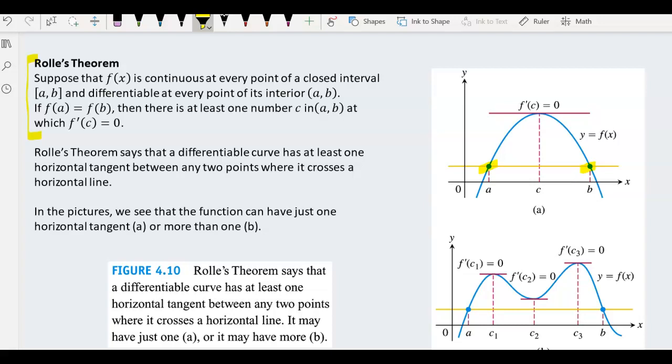It seems sort of obvious looking at this picture that if we pass through a particular horizontal line twice, at some point the graph's got to turn around, and that turnaround point is where we have the tangent line leveling off to 0.